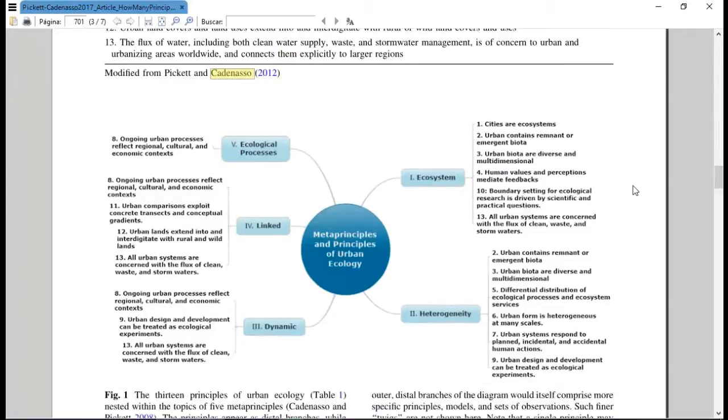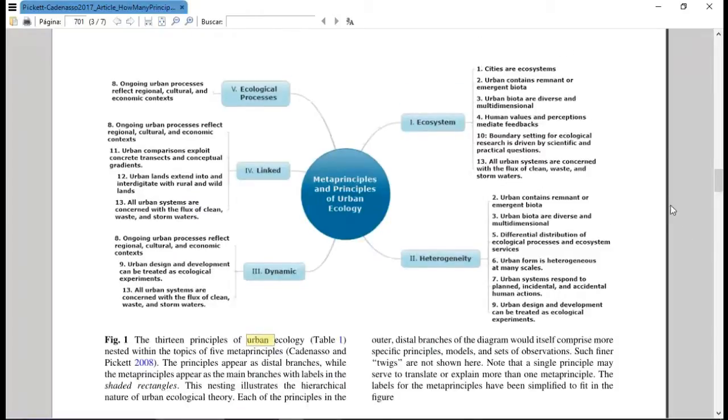Figure 1. The 13 principles of urban ecology, Table 1, nested within the topics of 5 meta-principles, Cadenasso and Pickett, 2008. The principles appear as distal branches, while the meta-principles appear as the main branches with labels in shaded rectangles. This nesting illustrates the hierarchical nature of urban ecological theory. Each of the principles in the outer distal branches of the diagram would itself comprise more specific principles, models, and sets of observations. Such finer twigs are not shown here. Note that a single principle may serve to translate or explain more than one meta-principle.